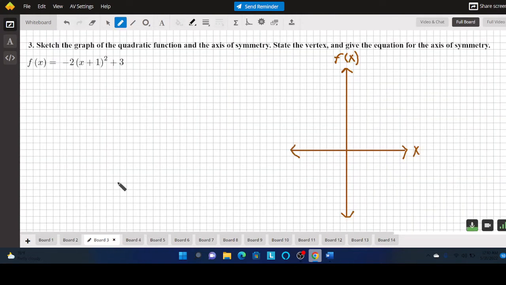All right, number 3, sketch the graph of the quadratic function and the axis of symmetry, state the vertex, and give the equation for the axis of symmetry. So we have a quadratic function in vertex form. So the vertex is going to be negative 1, positive 3 for our x, y value.